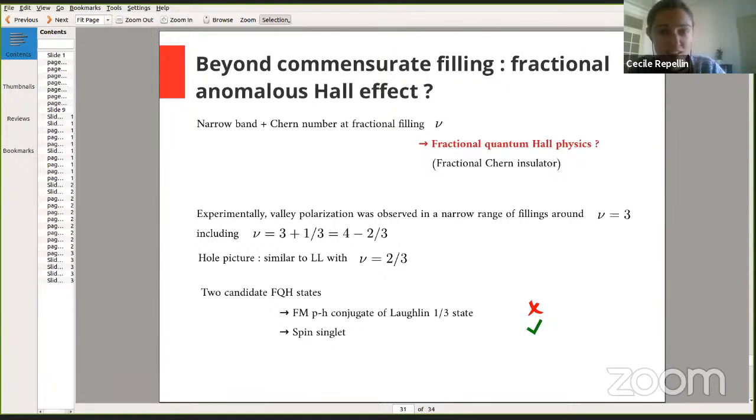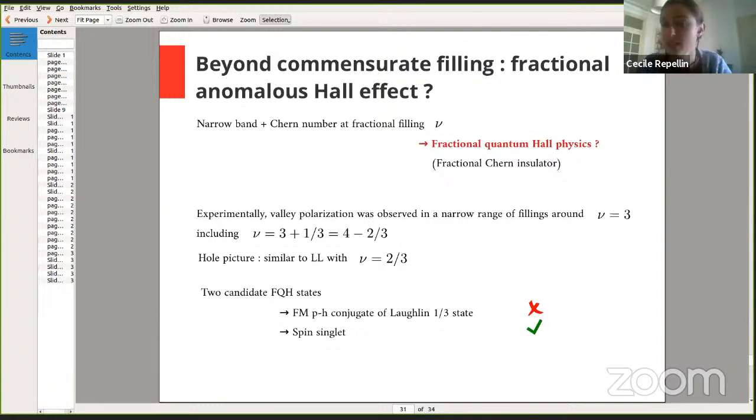Okay, so up to now, I have only talked about integer filling, but it's very natural to wonder what might happen if we had a fractional filling, because we have a Chern band with Hall conductance non-zero, and this band is almost flat. So we know that those are two conditions where fractional quantum Hall physics can in principle emerge. This has been studied a lot in the context of fractional Chern insulators. And we know from this literature that those two things, the narrow band and the Chern number, are two necessary conditions to obtain a fractional Chern insulator, but they're not sufficient conditions necessarily.